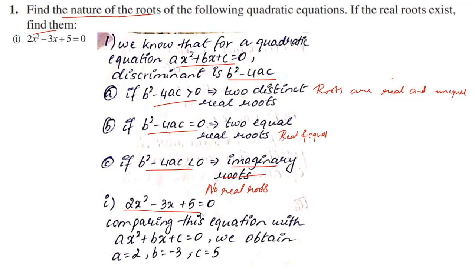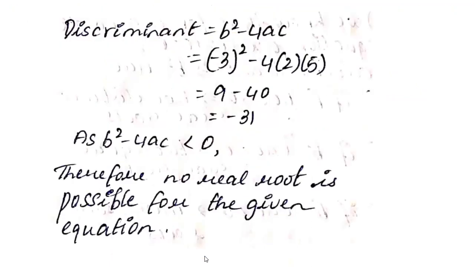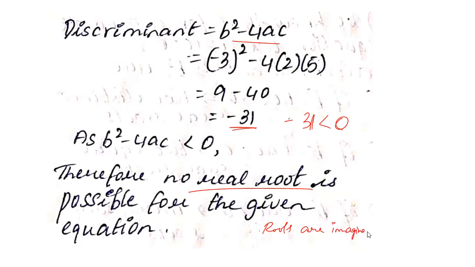So this is our first question. Compare this with the standard form of equation, write them, and then find the discriminant, which is b square minus 4ac. Upon solving, we get it as minus 31. Minus 31 is less than 0. So since it is less than 0, there are no real roots for the equation. Therefore, roots are imaginary.